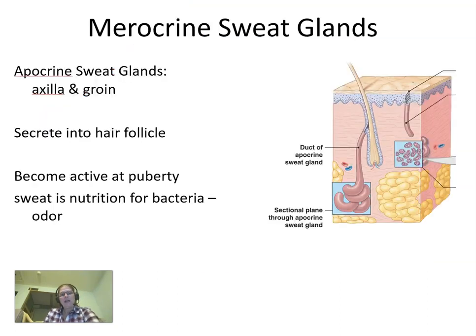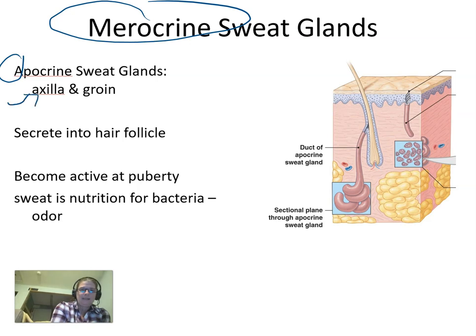Now, another type of sweat gland, they call it apocrine. It is this merocrine secretion. Think A for axilla, if that helps you remember it. So these are in your axilla and your groin, and these are the ones that become active at puberty. And they're different because they secrete into a hair follicle. So they still use merocrine, they still use exocytosis, but it goes into a hair follicle. And so these are active at puberty, and they make a much thicker sweat.